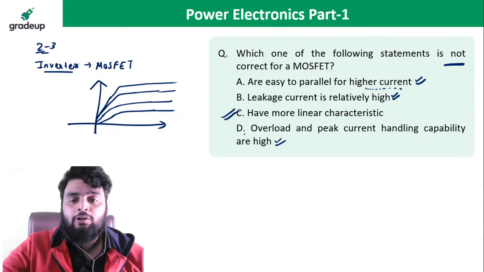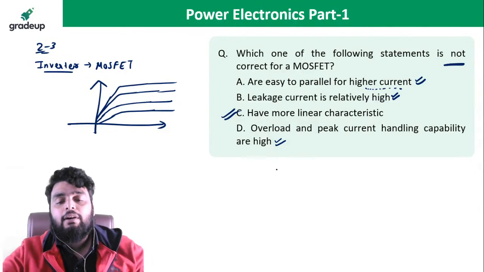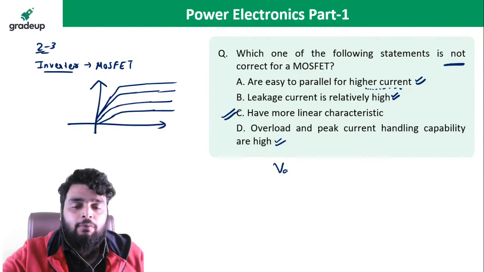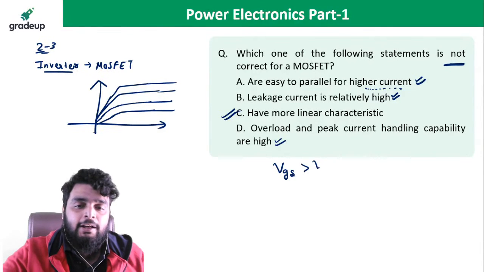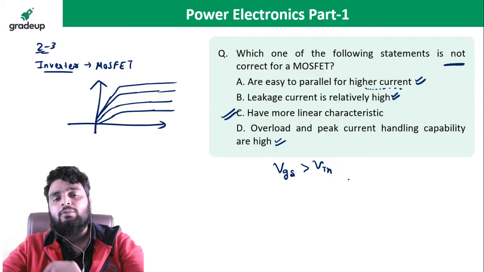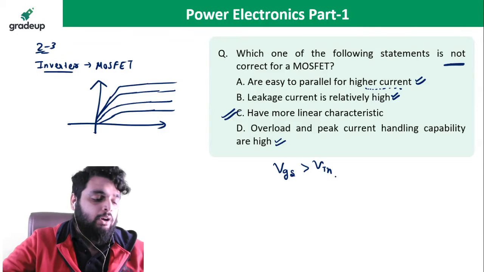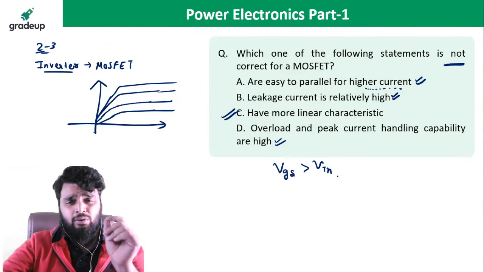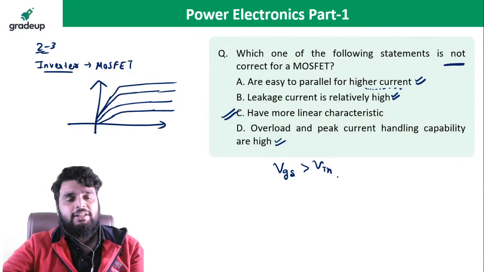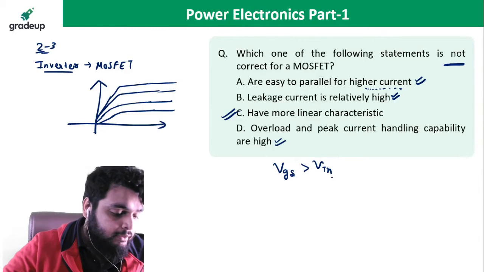Priyam, it is a voltage control device. Yes beta, it is a voltage control device. Why? When the gate to source voltage is greater than the threshold voltage, then your MOSFET will be on, and if it is not greater than the threshold voltage, your MOSFET will be off. So it is a voltage control device. BJT is a current control device.